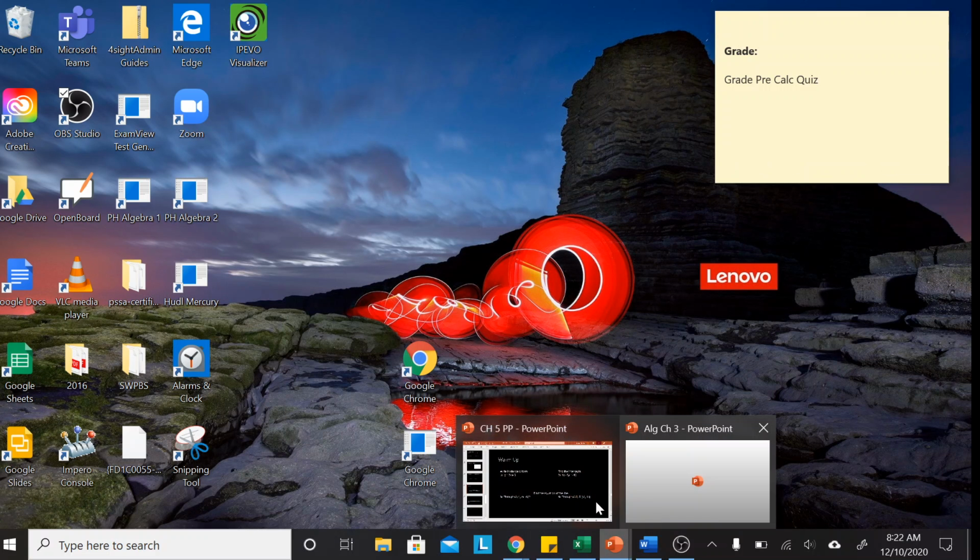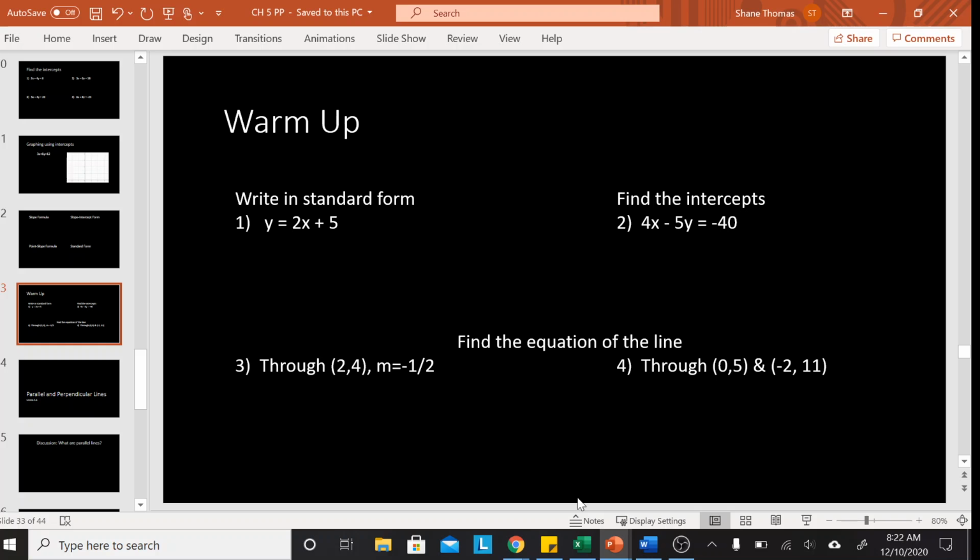Our warm-up problems. We have one of four different types. So, first one, standard form, which we talked about on the last lesson. Find the intercepts. Again, that was the last lesson as well. And then these ones here are review. Now, just a reminder, standard form, ax plus by equals c.